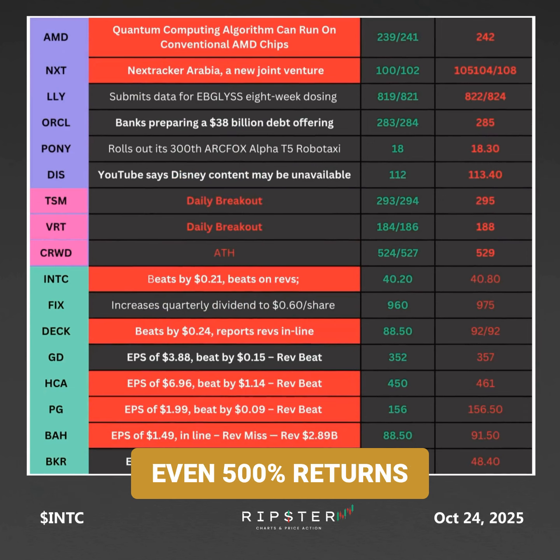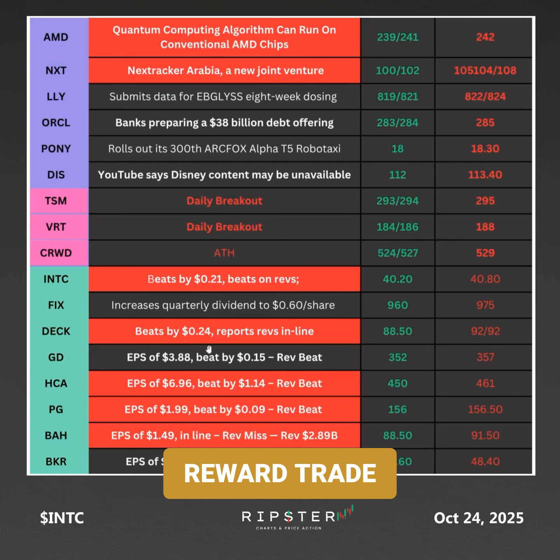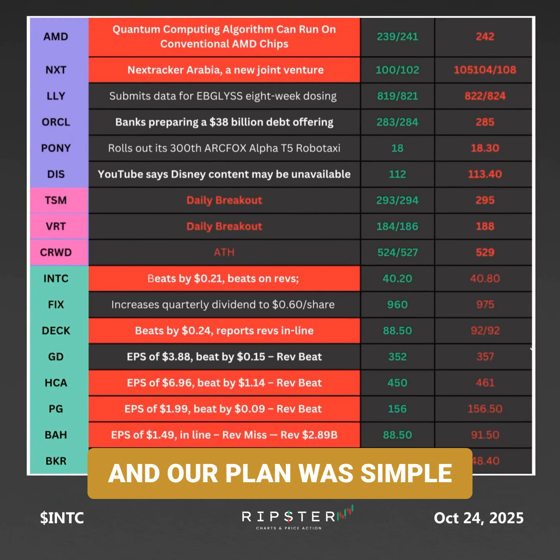You get 300, 400, even 500% returns on a lot of options. And if you're trading shares, it's one risk to like 4 or 5 reward trade. So you can trade it anyway with options or with shares, whichever you prefer. So Intel had earnings and our plan was simple.